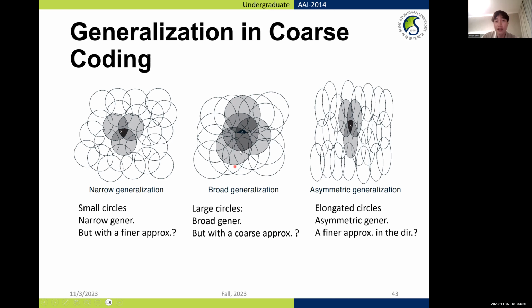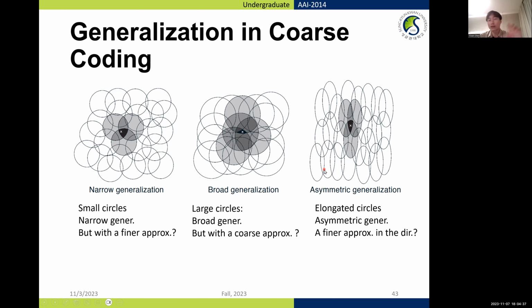If you use a larger circle, each circle will cover more states. So a particular state can be activated or represented by multiple circles or groups. We call it broader generalization. Asymmetric generalization means that because we squeezed the circles, in this direction they cover fewer states, but in this direction they cover more states, right?